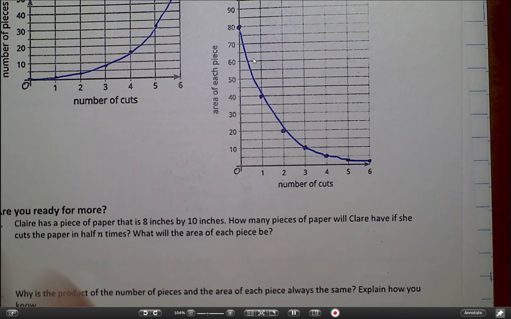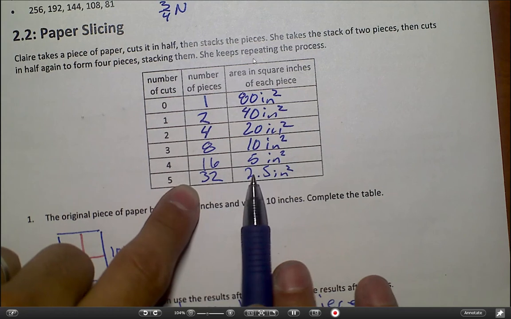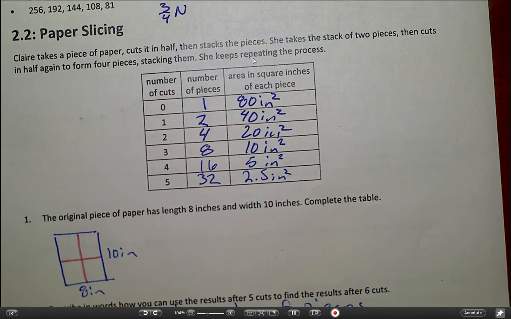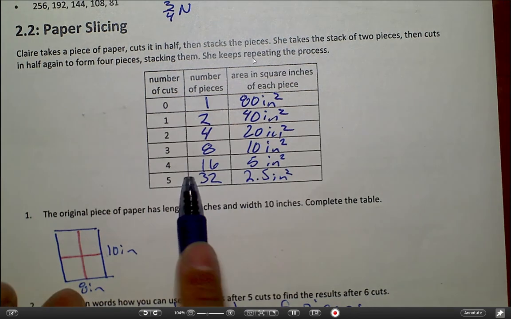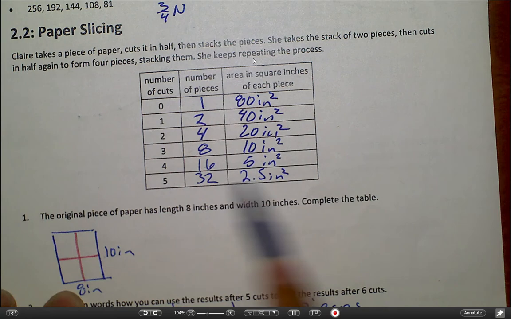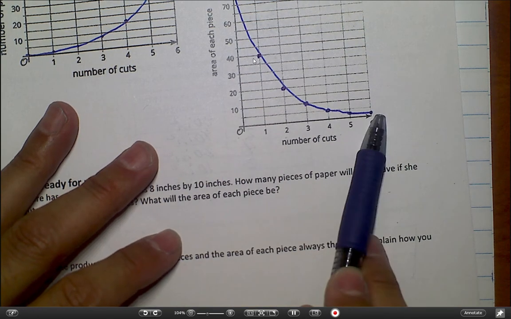The total area always has to add up to what? 80. The total had to add up to 80, right? So in my graph, is it possible to multiply by 0 and still get 80? No. Anything times 0 is? 0. Thank you. That's what I needed. So it's never going to go there because these together have to add up to 80. So that was the point. So on this graph right here, it would be like an asymptote. It's going to come close, but it's never going to touch.